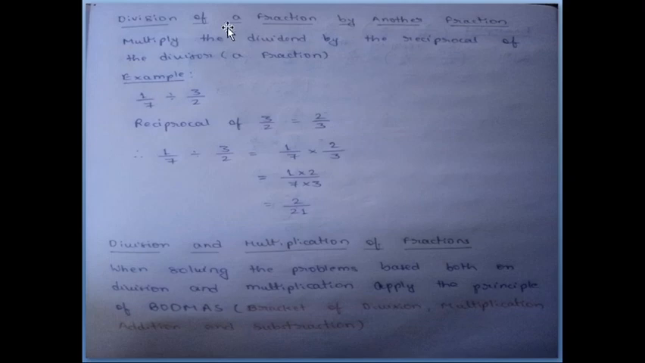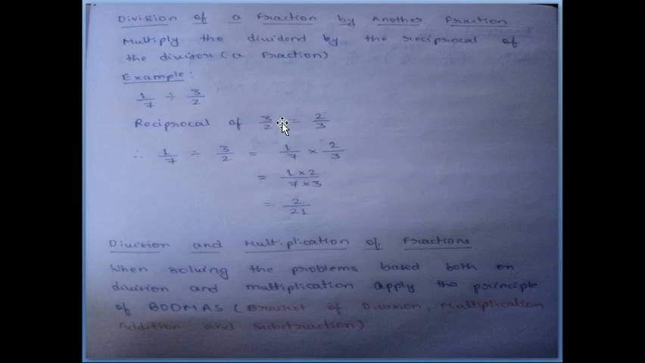Then division of a fraction by another fraction. So when two fractions are given, how will we perform the division? Multiply the dividend by the reciprocal of the divisor fraction. For example, 1 by 7 divided by 3 by 2. The same procedure we will apply here. Take the reciprocal of the second fraction and then change the sign of this division into multiplication.